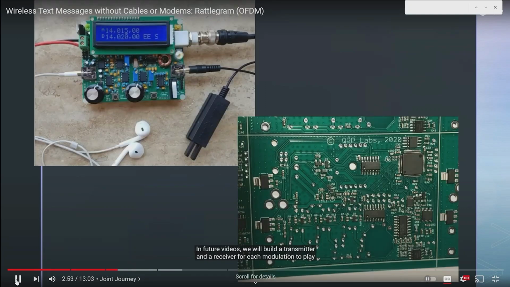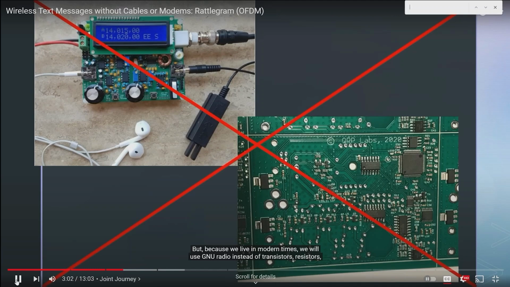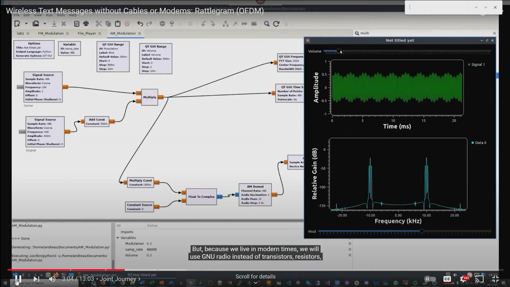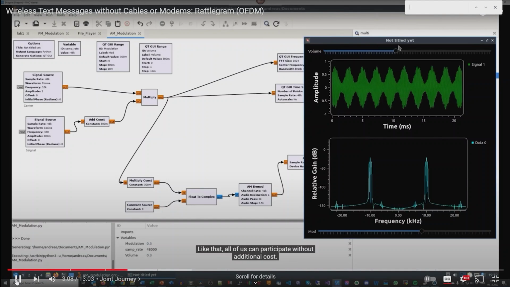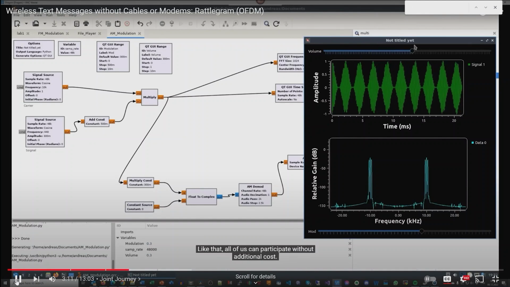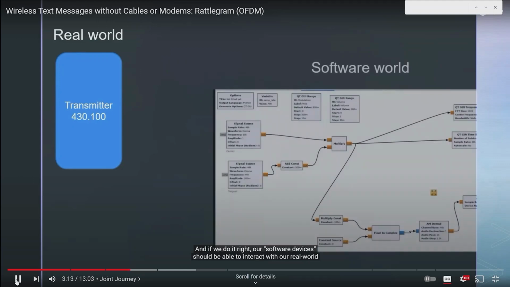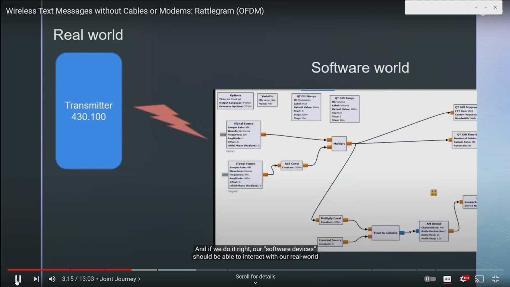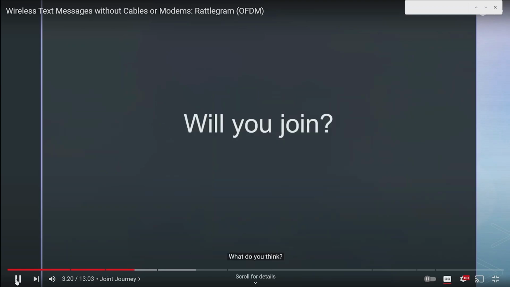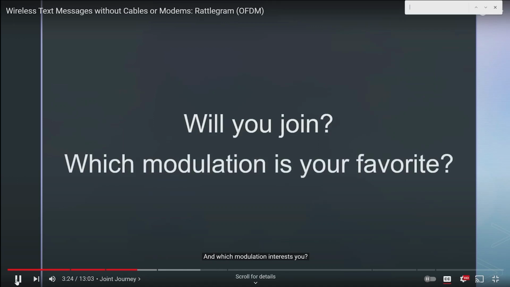In future videos we will build a transmitter and a receiver for each modulation to play with. But because we live in modern times, we will use GNU Radio instead of transistors, resistors, capacitors and inductors. Like that, all of us can participate without additional cost. And if you do it right, our software devices should be able to interact with our real-world gear. What do you think? Will you join? And which modulation interests you?